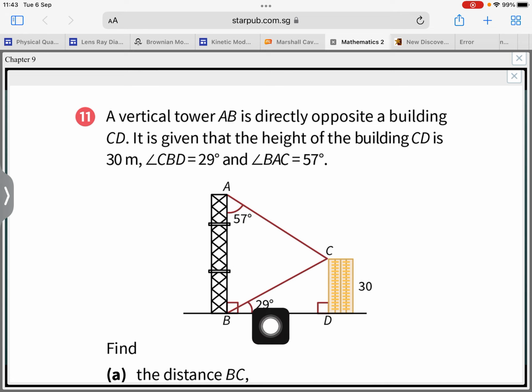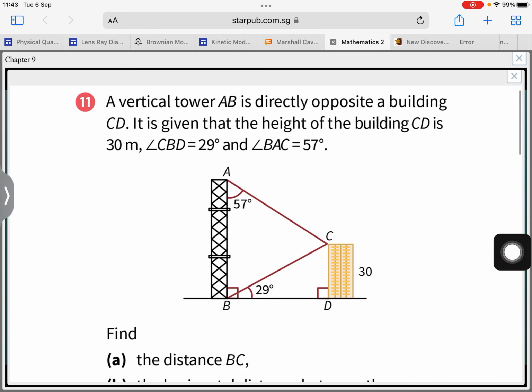My reference angle is 29 degrees. So one angle, two sides: 29 with 30, and BC is what I'm trying to find. So what are these sides? Based on this angle, this is the opposite and this is the hypotenuse. So we use the trigo ratio of sine. Sine 29 degrees will be equals to 30 over BC.